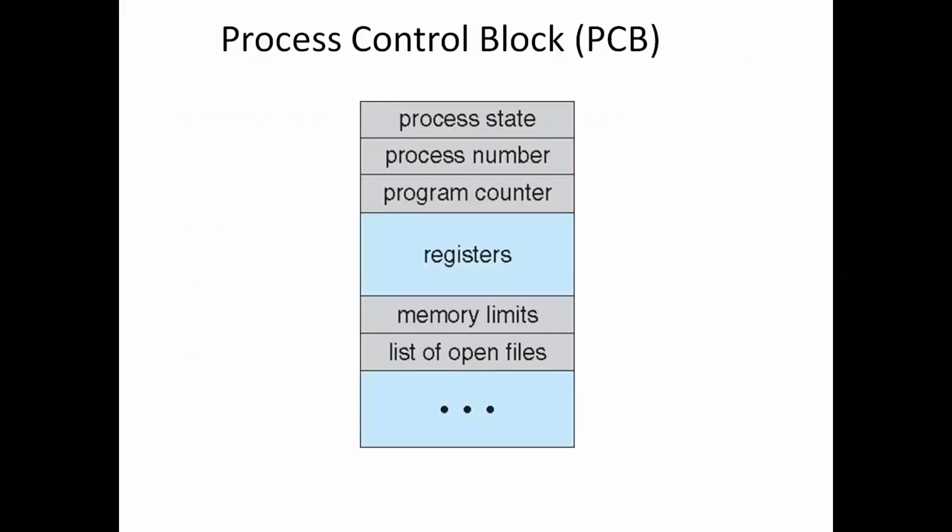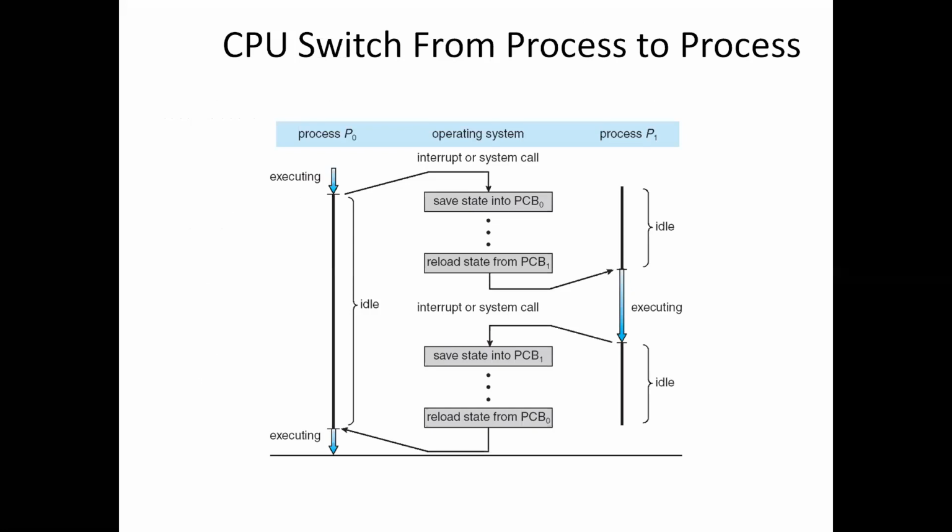Okay, we'll see how CPU registers are used. You can see here the CPU switching from one process to another process. Here process 0 is running and process 1 is waiting for the CPU's resource. So when it is executing process 0, it gets an interrupt. At that time, with this interrupt or system call, the CPU saves the state of the program counter.